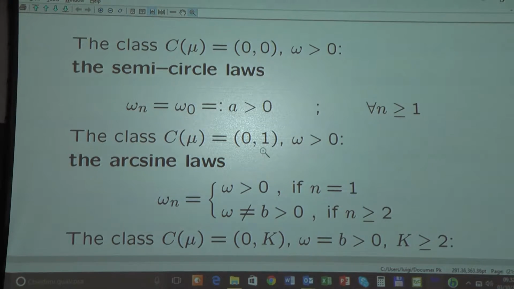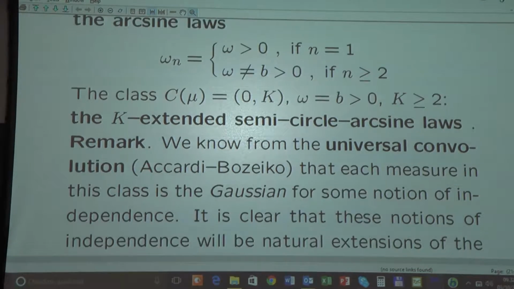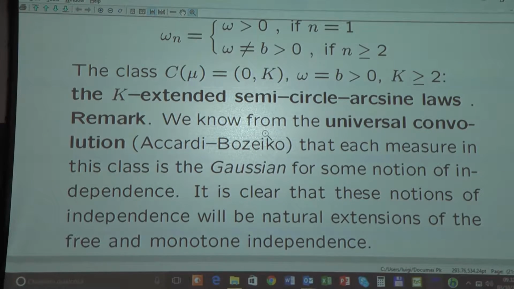Let us go to the next step, 0, 1. Why 0, 0 for the semicircle law? Because the semicircle law has a constant omega. Omega n is constant, starting from 0. In the arcsine law, omega n is constant starting from 1. And therefore, you understand that the 0,K laws are natural generalizations both of semicircle and arcsine. It is very interesting that the 0,2 laws have recently appeared in some paper by Konno on quantum random walks.